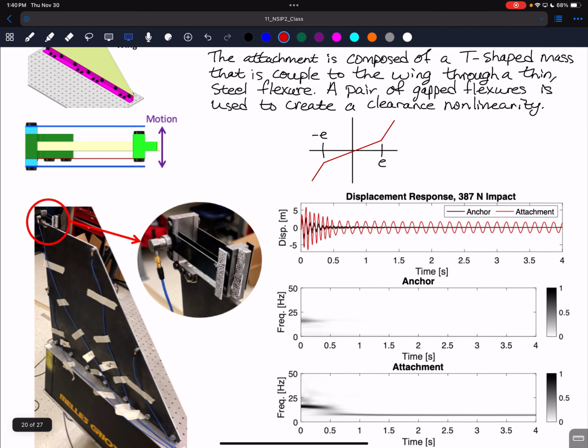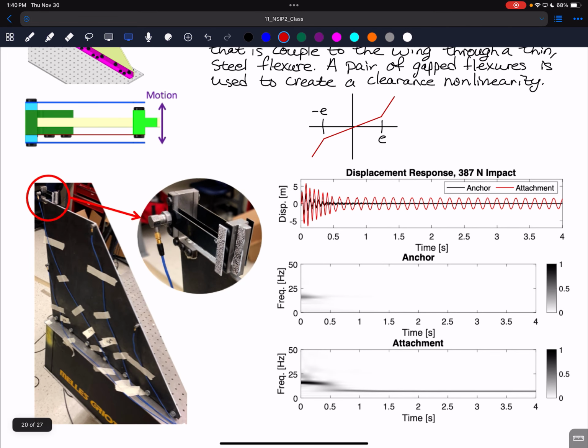All right, so beneath that I have shown here the actual experimental system with a zoomed in view of that attachment shown there. We measured the response of the wing using accelerometers and the response of the attachment using digital image correlation. We did digital image correlation so that we didn't have to put a sensor on the attachment and mess up its dynamics. This is a case where I forget the mass of this, but it's very small. It's less than 1% of the wing, and it's very sensitive to any kind of wires or things on it.